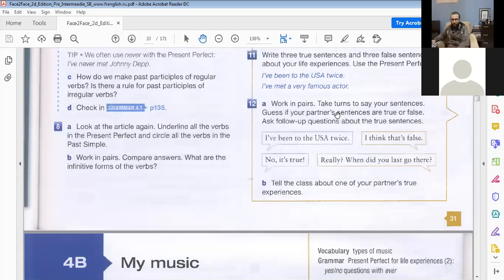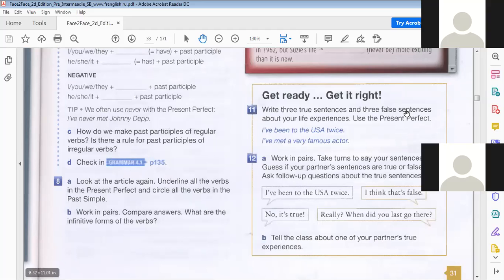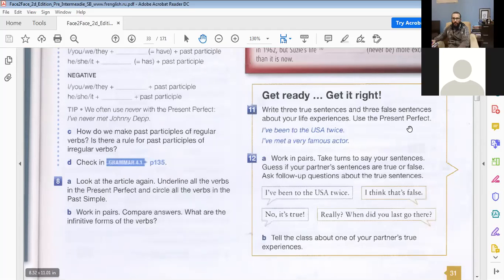Now, I want you to think of maybe 3 sentences which are true and 3 sentences which are false. These have to be using the present perfect, of course, and we will try to guess if these sentences are true or false. So for example, like the first sentence, I've been to the USA twice. Maybe, for example, I can say, I've driven a Formula One car. So this is an experience, which of course is not true. It depends on what kind of experience you want to talk about. But the whole idea is that one of them has to be true and the other has to be false.